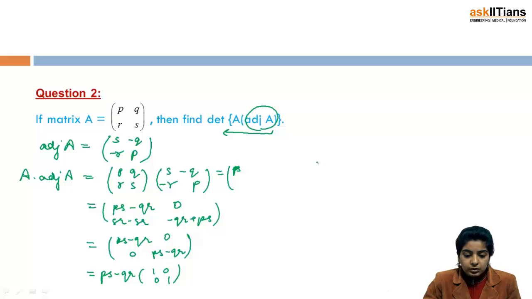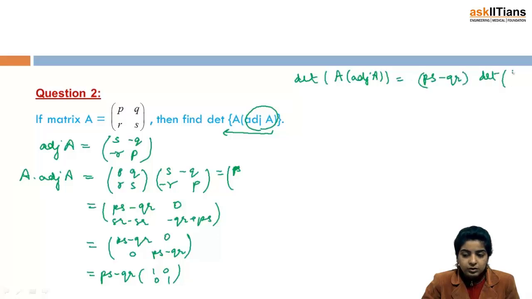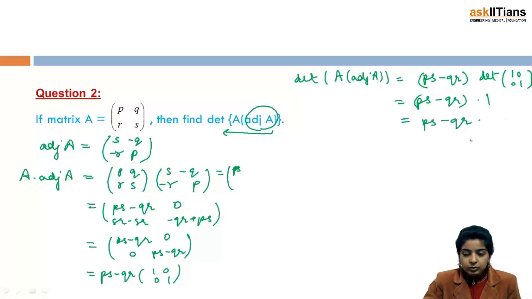Now what we do is, we are supposed to find out the value of determinant of A of adjoint of A. So that will be equal to, PS minus QR obviously is constant, so that will remain here. Now we will have to find out the determinant of this, which is obviously 1. Right, so this is into 1 and this gives me PS minus QR. So this was the required answer.